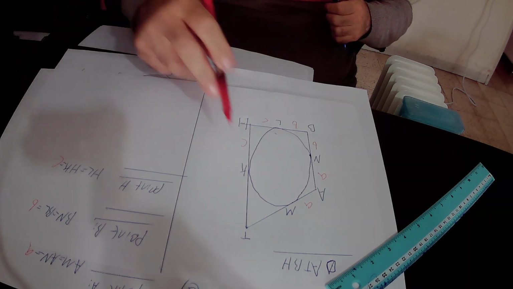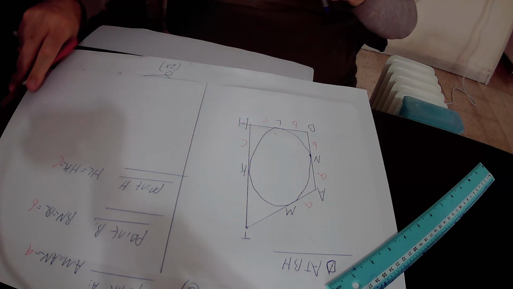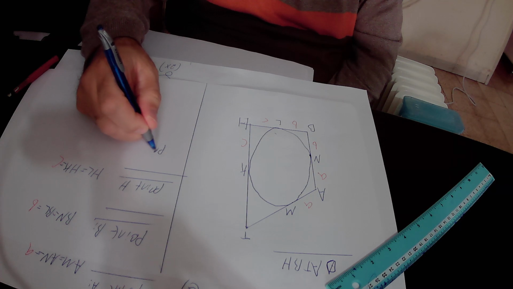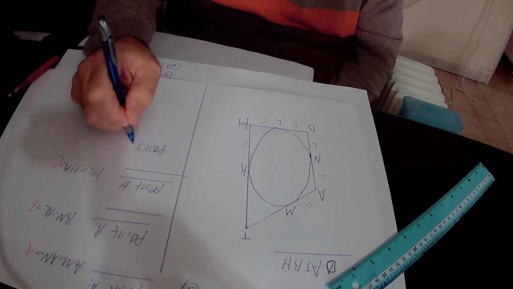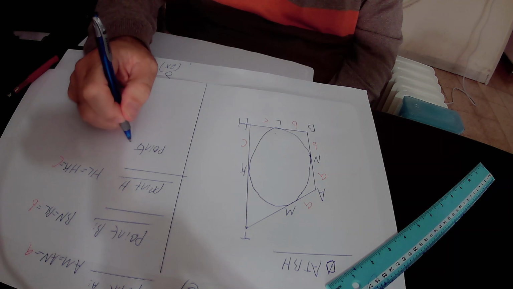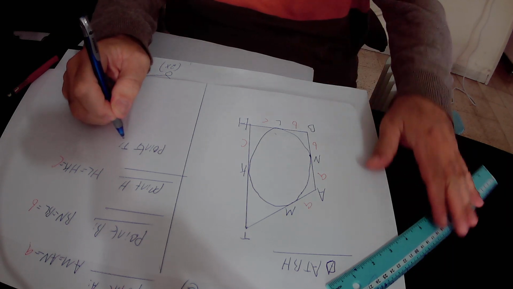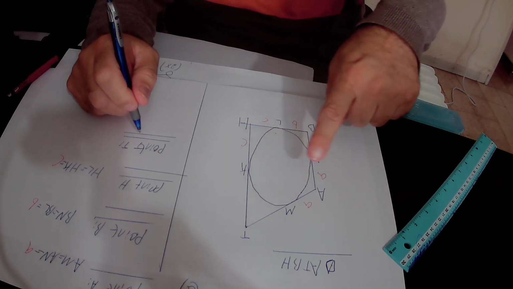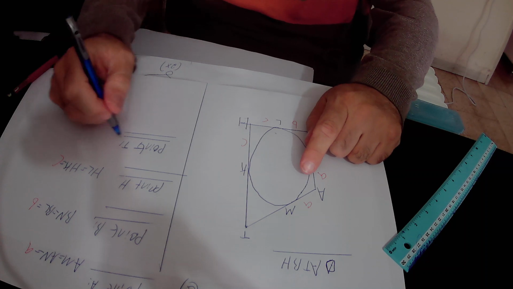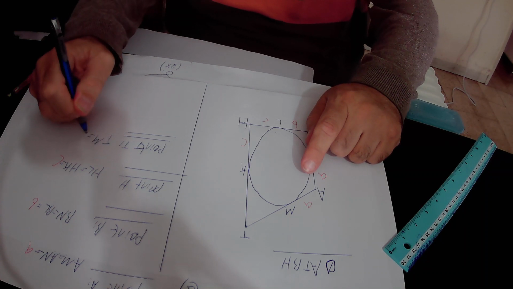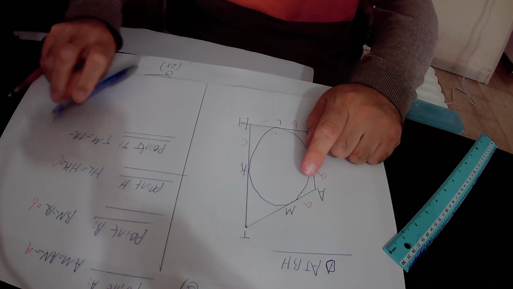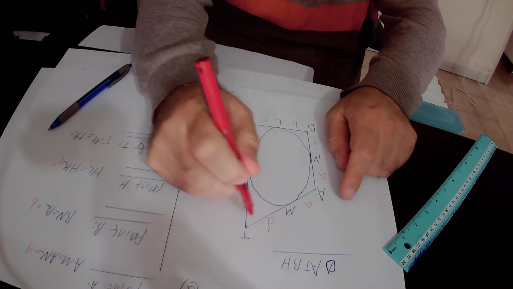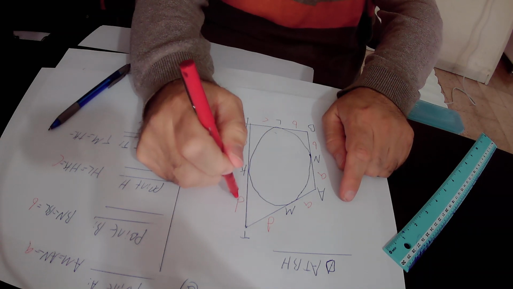And finally, we focus on the common external point, point T. For the common external point, point T, we have two tangents to this circle, tangent TM and tangent TK, and according to rule number 2, they are equal to each other. That is to say, TM equals TK. So if we define the length of tangent TM as D, then the length of tangent TK must also be equal to D.